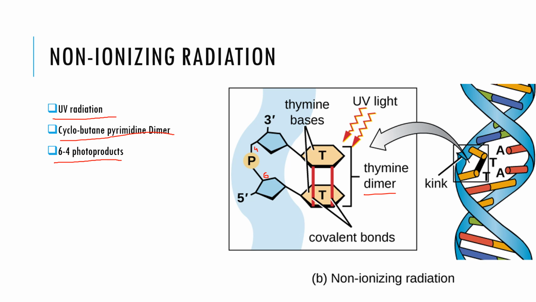As you can see in this diagram, when the UV light falls on the DNA strand, a dimer is formed between the two thymines. There are other types of dimers too, like thymine-cytosine dimer and cytosine dimer, but thymine dimer has more affinity compared to other dimers.